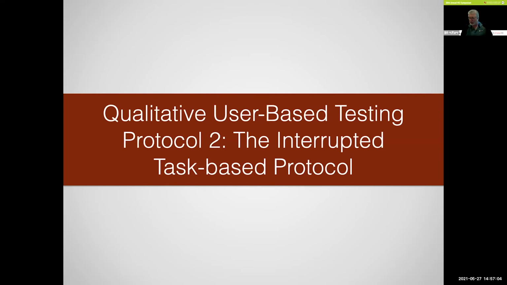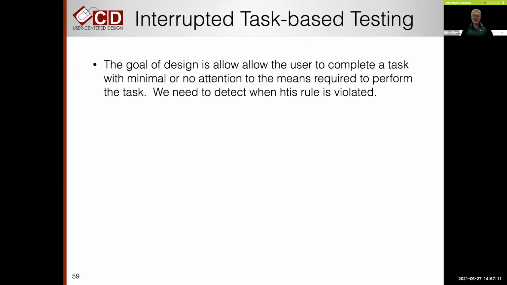But we've always called it an interrupted task-based protocol. And it works like this. If I ask you to perform a task and you can do it, we're done. If I said to you, this is an application to locate stuff, see if you can find the nearest Starbucks, and you just find the nearest Starbucks, I don't need to talk to you. I don't need you to explain anything. You just blazed through it and you did fine.